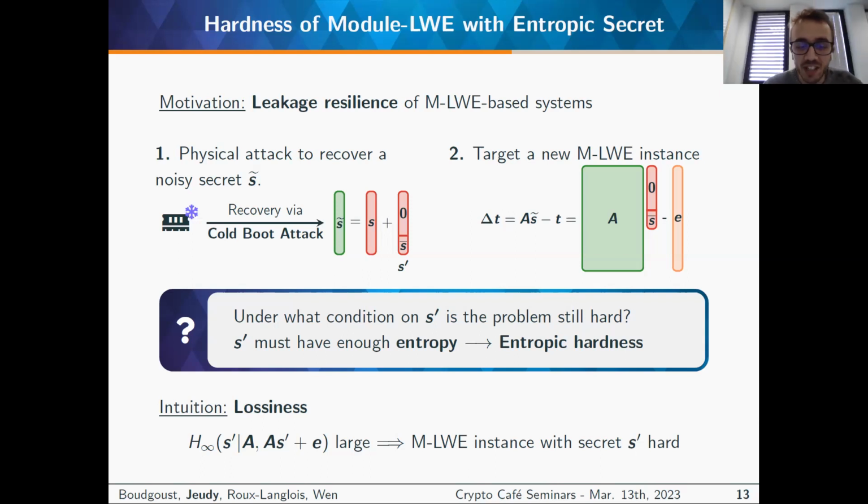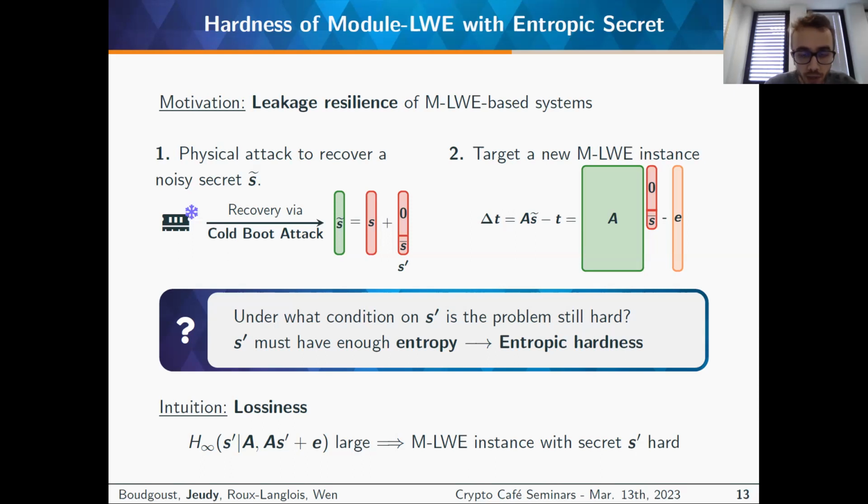Okay, so back to this lossiness thing. What I want to say is that the function that maps S prime to AS prime plus E loses enough information on S prime for it not to be recovered. So it means that giving you A and AS prime plus E shouldn't give you too much information to recover S prime. This is exactly what I want to encapsulate with this conditional entropy.